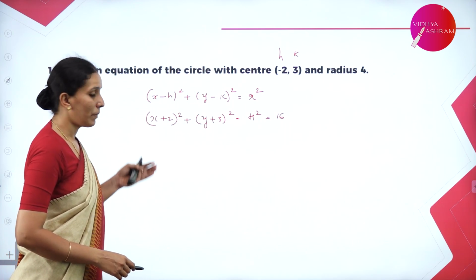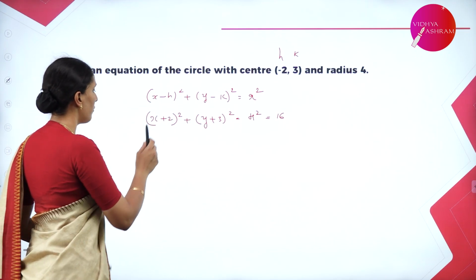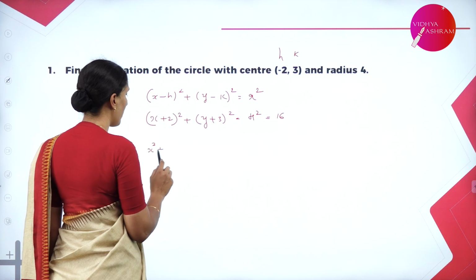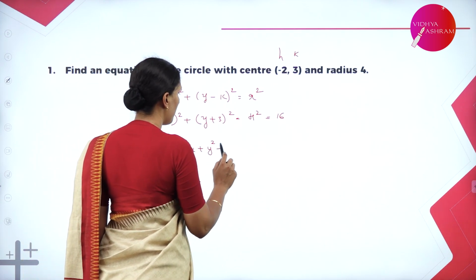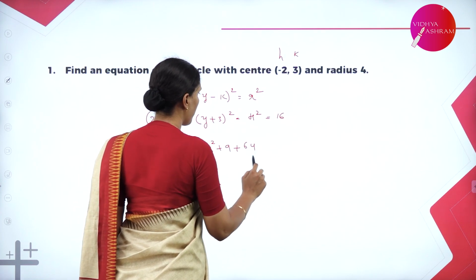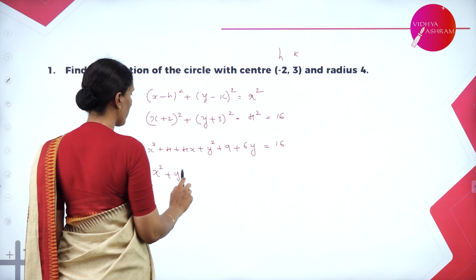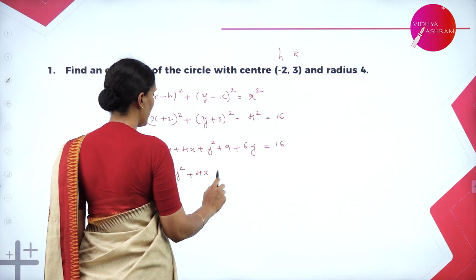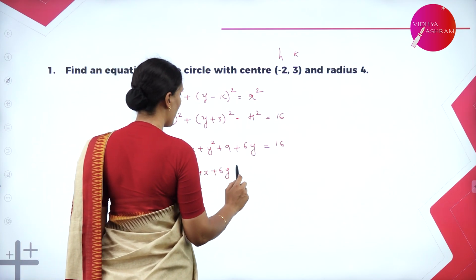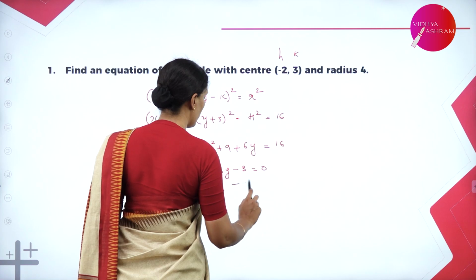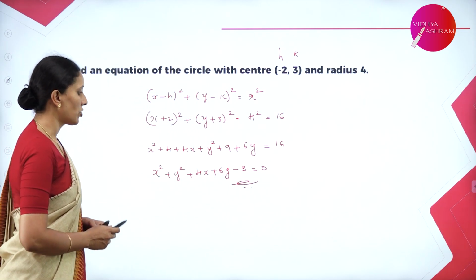We can also simplify this and bring all the terms to one side. If you expand this, we will get x square plus 4 plus 4x plus y square plus 9 plus 6y is equal to 16. Or we can write this as x square plus y square plus 4x plus 6y, where 9 plus 4 will be 13, and 13 minus 16 is minus 3, is equal to 0. So this is another form of expressing the equation of the circle.